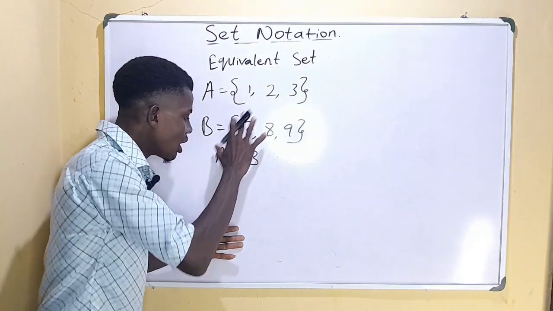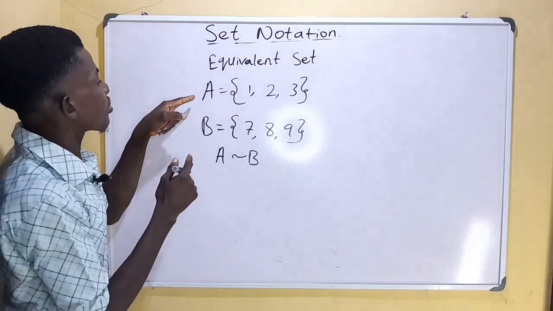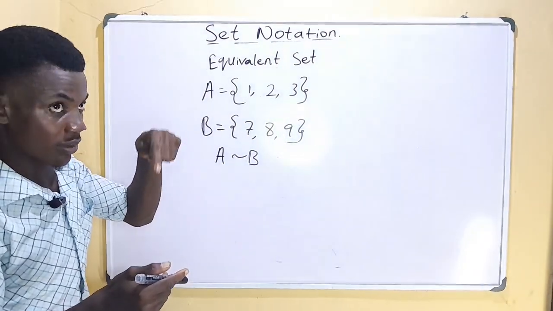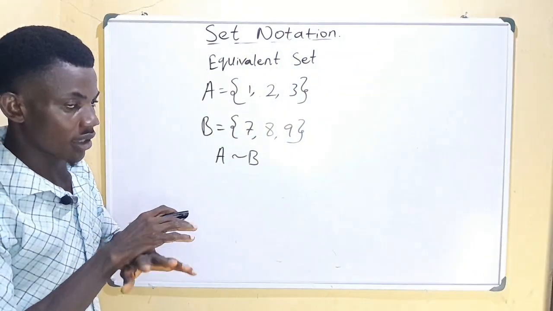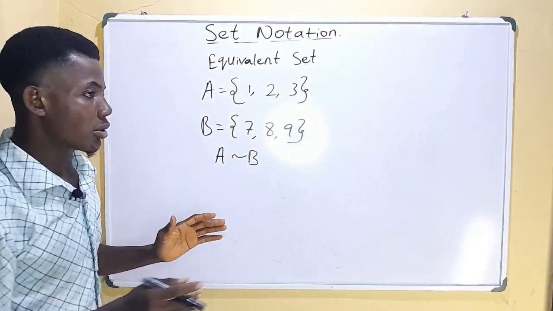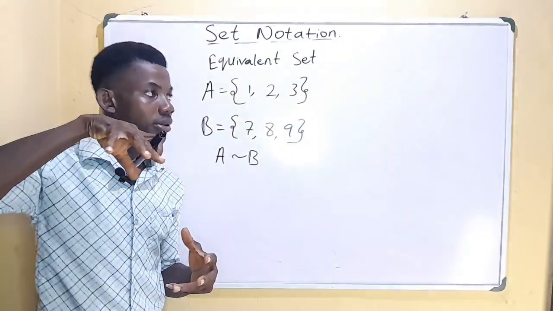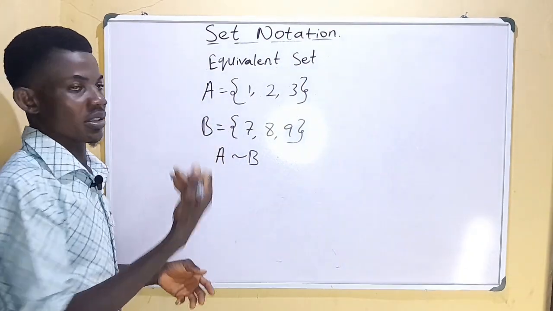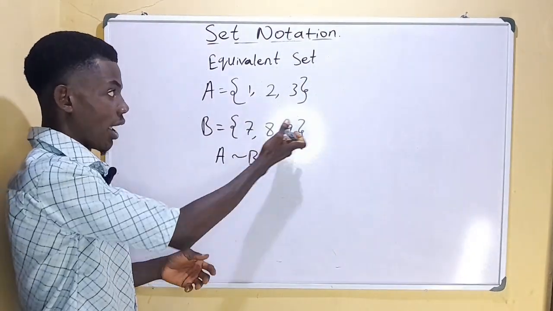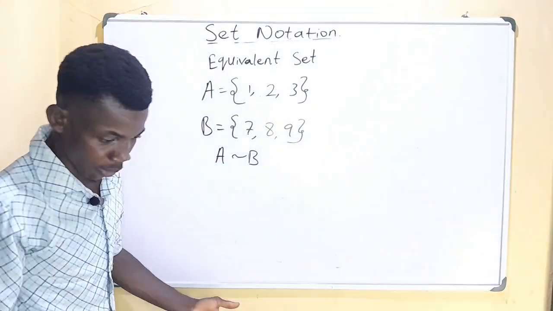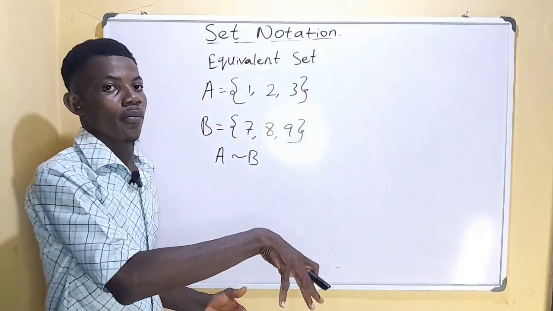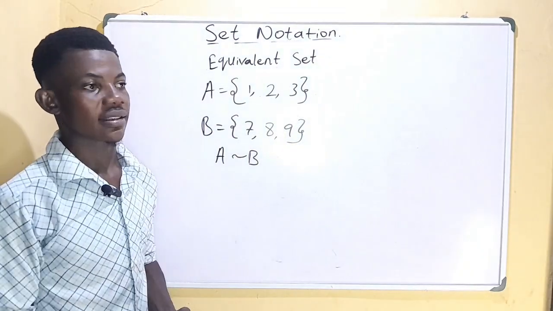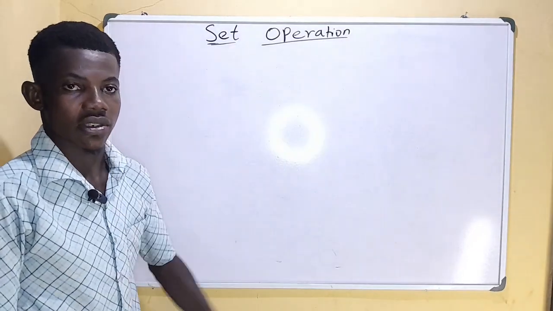So in this case, a set A can be equal to set B and also be what? Equivalent. But not all equivalent sets are equal. An example is this: both of them are equivalent, but they are not equal. But for a set to be equal, it will also be equivalent. Now, set operations.